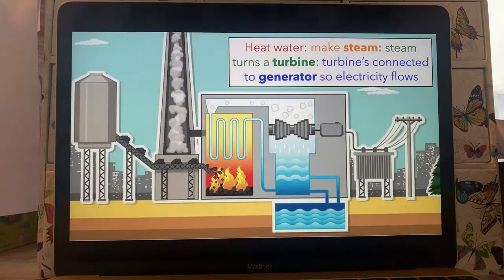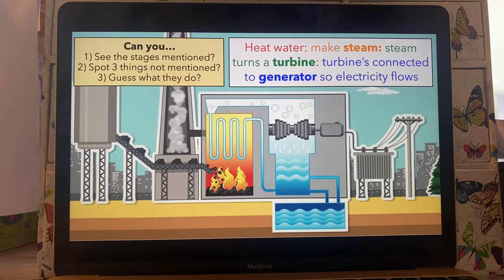There. Right, here's a really beautiful little diagram that I found of the inside of a power station. Could you please try and spot the stages that I've mentioned? So I've put heat water, make steam, steam turns a turbine, turbine's connected to a generator so electricity flows. Just like those 4 stages, have a look at this diagram and think about where you reckon each stage is happening. I've also said, can you spot 3 things that we have not mentioned? And have a guess at what they do.